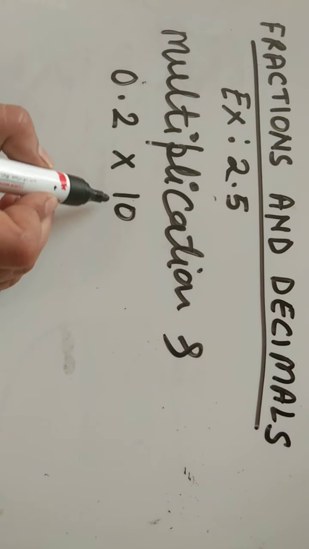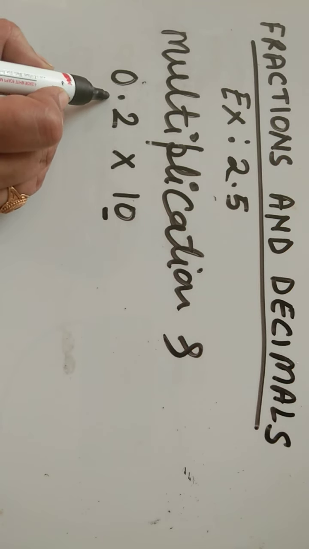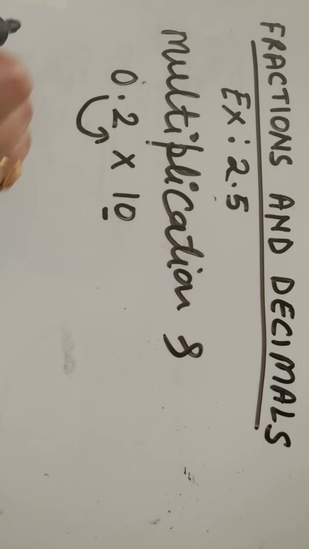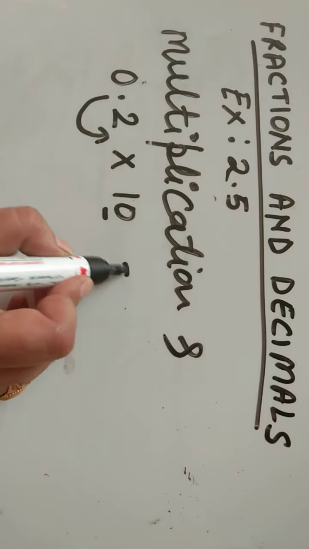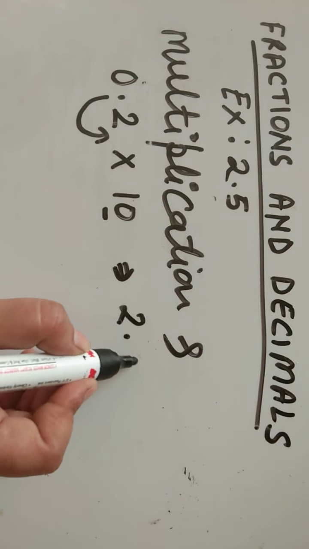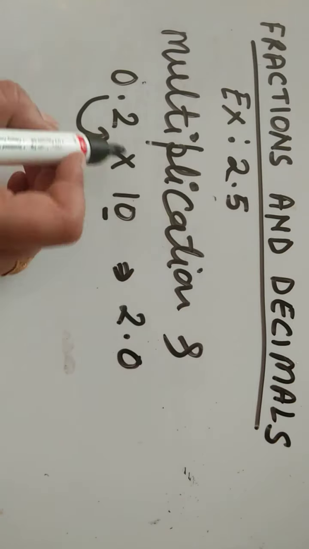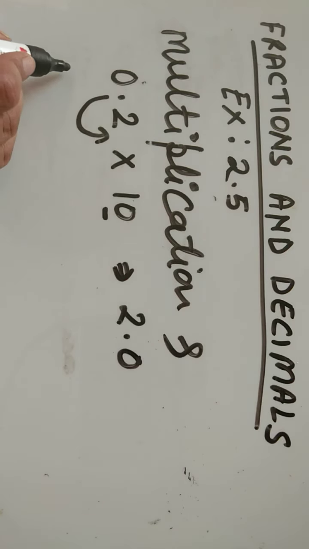So what will we consider? How many zeros are there? 1. So the decimal will shift 1 position to the right hand side. The result we get is 2. Or if there is any confusion, you can write it as 2.0. It means the point is shifting here. Okay. One more example you can see.